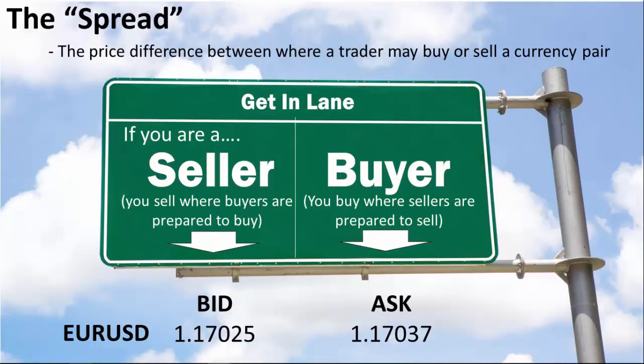Having talked about pips, let's look at the spread. And this is the price difference between where a trader may buy or sell a currency pair. If you're a seller, you're selling where the buyers are prepared to buy. If you're a buyer, you're buying from a seller, and hence you're buying from where sellers are prepared to sell. So you'll notice here with the Euro US dollar spread that we've put up, we've got a bid and an ask, the bid being where the buyers are and the ask being where the sellers are. And you'll notice that there is a difference between these two, and in this case, it's 1.2 pips.